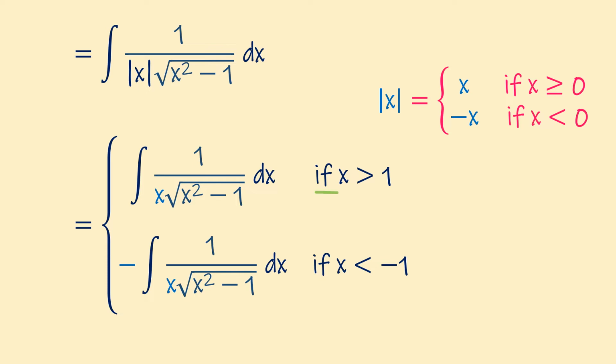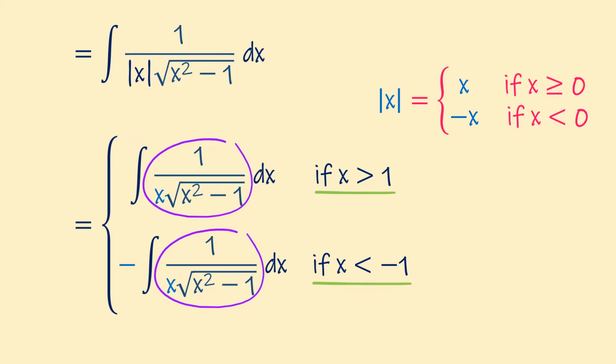These integrals are valid only over their respective inequalities because the function 1 over x times the square root of quantity x squared minus 1 is not defined between negative 1 and 1, which would have meant taking the square root of a negative number, or 0 making the denominator 0 too.